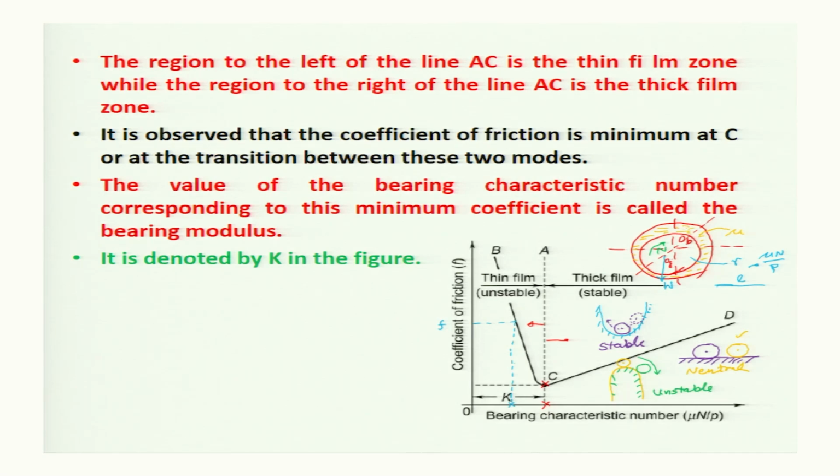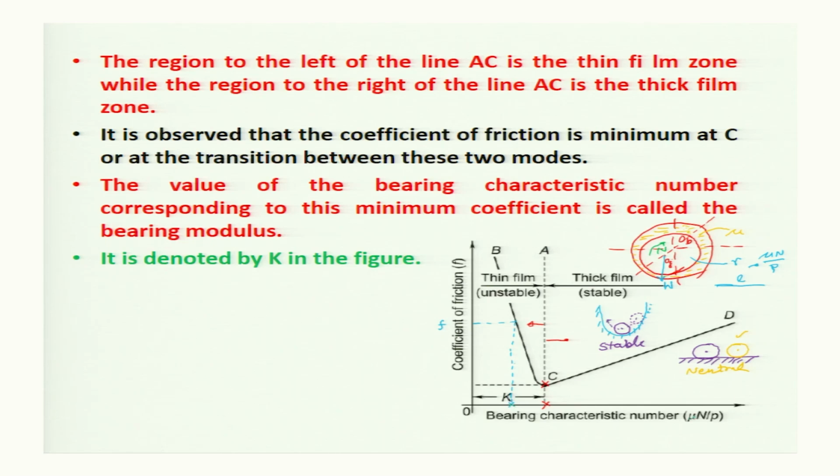Now, let us see, if your bearing is operating left of the AC, then which type of condition is it? So, let me erase this so that we may have sufficient space. Okay. So, this was the equilibrium position.